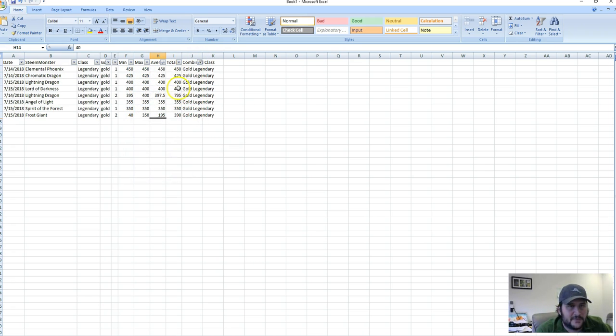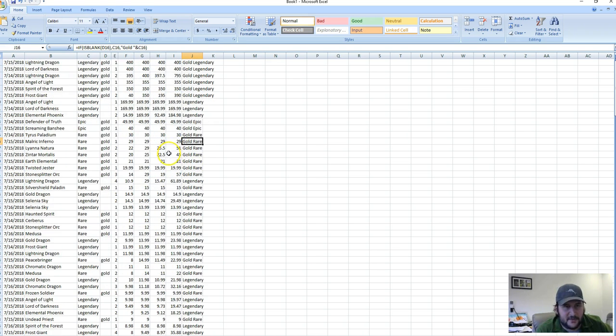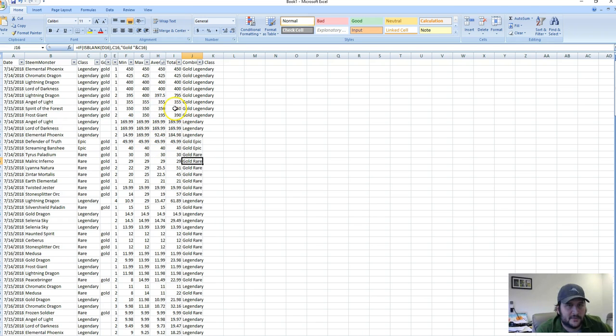And gold legendaries, Frost Giant, somebody got a steal on that one, 195. Or somebody got 40, actually. Somebody paid 350, which was kind of the going rate, and somebody paid 40. That is kind of amazing. That might be an error in the data where it's actually a regular Frost Giant, not a gold Frost Giant. But we'll see. The more trades we have, the more data we will have, and the more we can look.